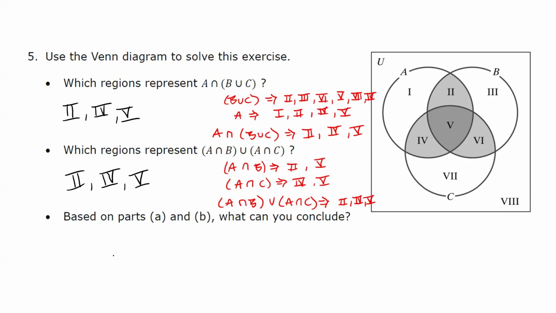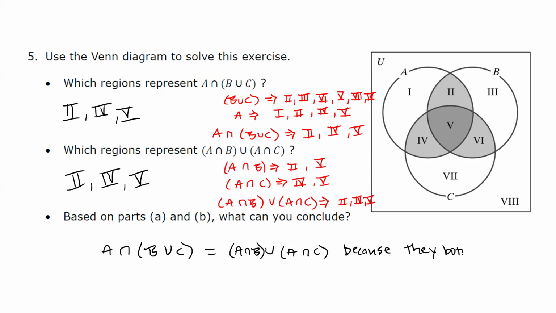So what can we conclude? Well, A intersect with the union of B and C is equal to the union of the intersection of A and B and A and C, because they both represent regions 2, 4, and 5.